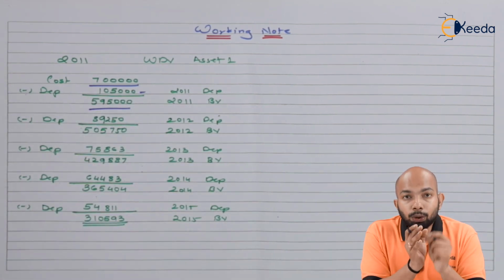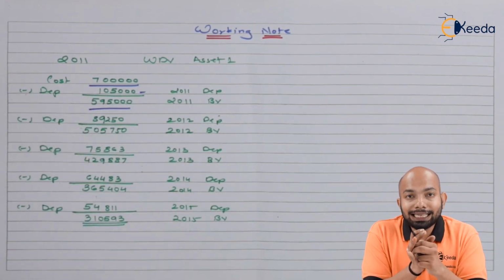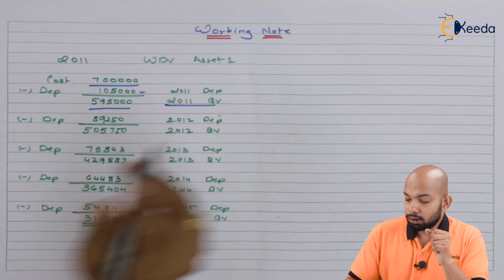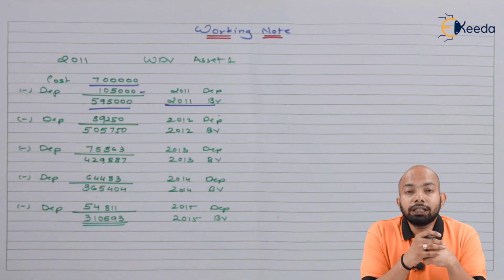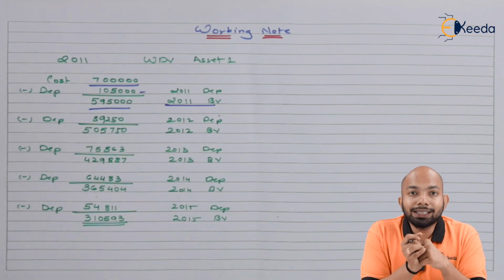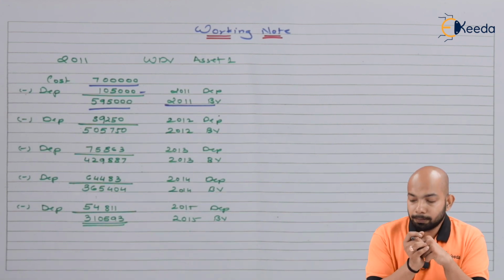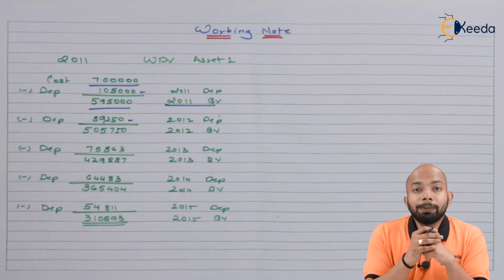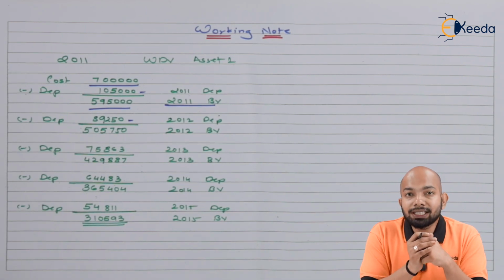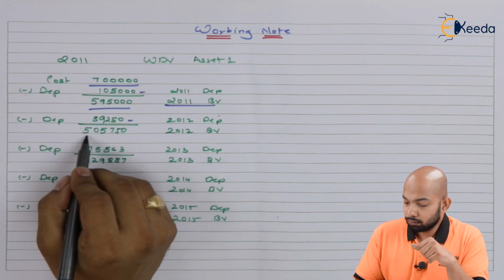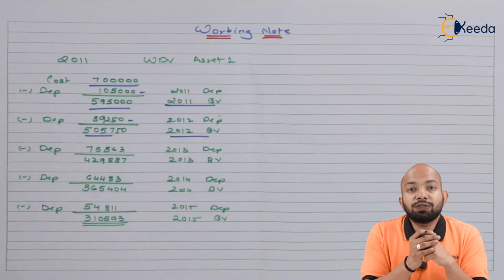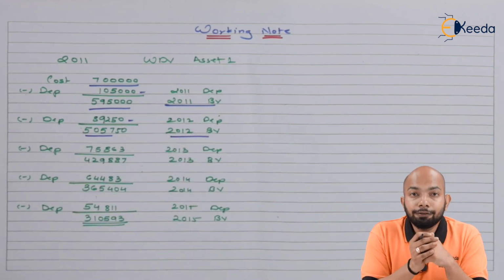Now, this will be the book value of that specific asset as of 2011. At this book value, there will be a 15% depreciation reduction under the diminishing value, that means the written down value method. That will be 89,250 and that will be subtracted to get the book value of 2012. That is 5,05,750.